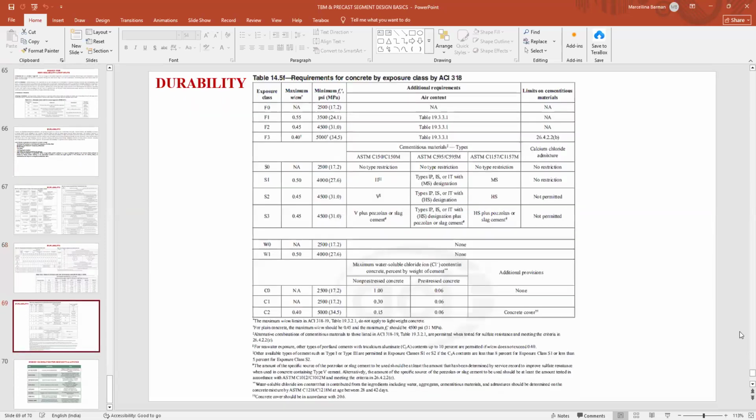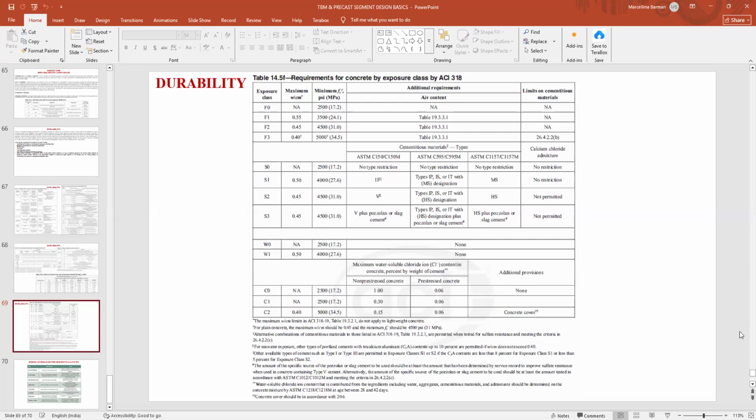Now, once this exposure class is determined, you can get the standard table for concrete by exposure class as per the ACI guideline, and accordingly our mix design is prepared. Once the mix design is finalized by the contractor, it is run through standard software called Life 365, which will ensure what minimum design life you can achieve.